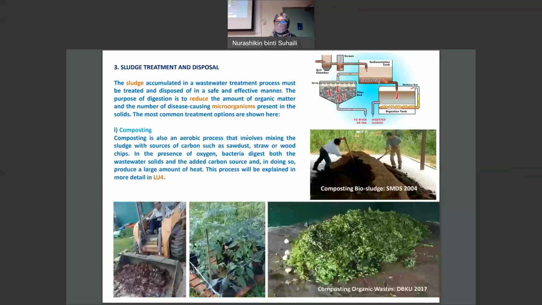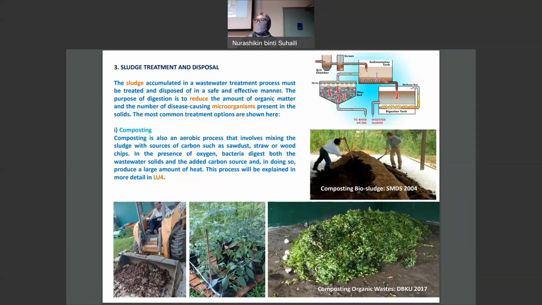Okay, apart from all those processes, remember just now when we talked about primary treatment, the purpose is to separate the solid from the liquid. So what happens to the things that accumulate at the bottom of the tank? Right here, for example, during the primary treatment, we have the sedimentation tank. So what happens to this? It is called sludge. The wastewater proceeds with the secondary and finally tertiary treatment.